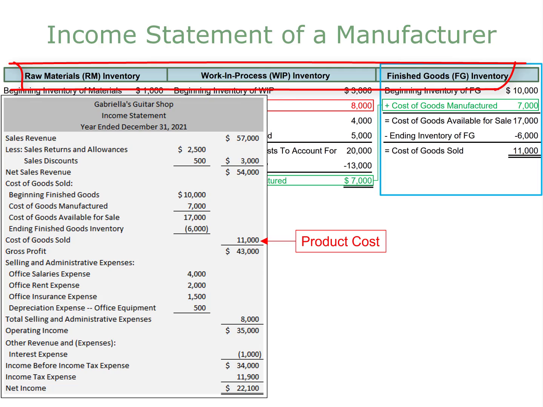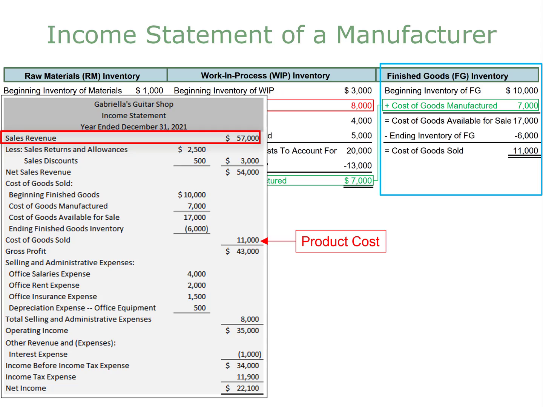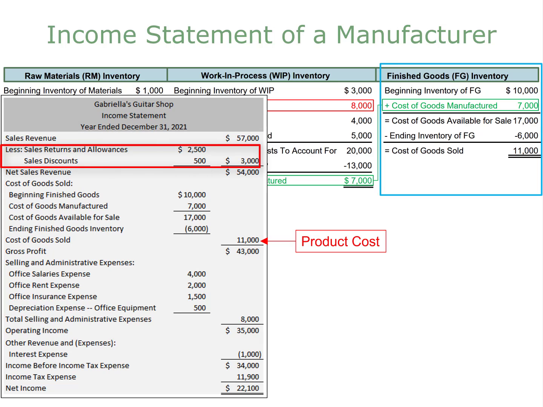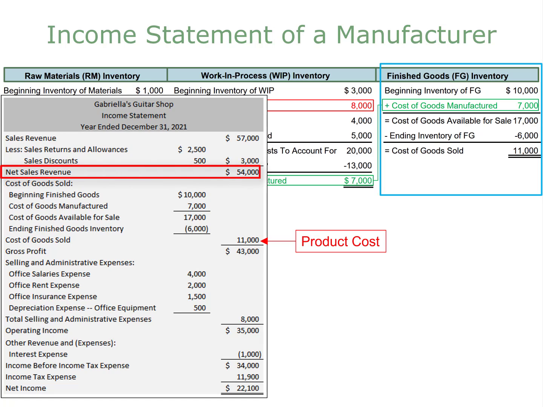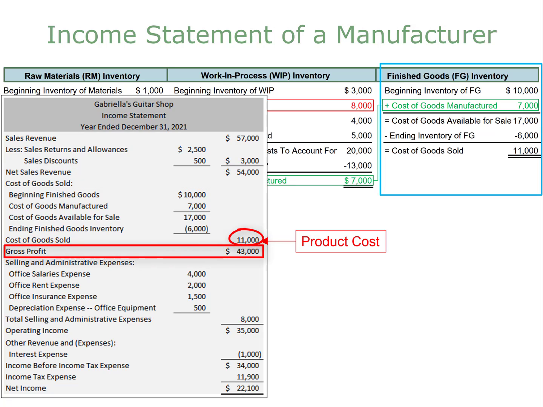Above COGS on the income statement, we have sales revenue, and we subtract sales returns and allowances, and then sales discounts to arrive at net sales revenue. Then, from net sales revenue, we subtract COGS to arrive at gross profit. COGS is listed first because it's usually the largest expense.